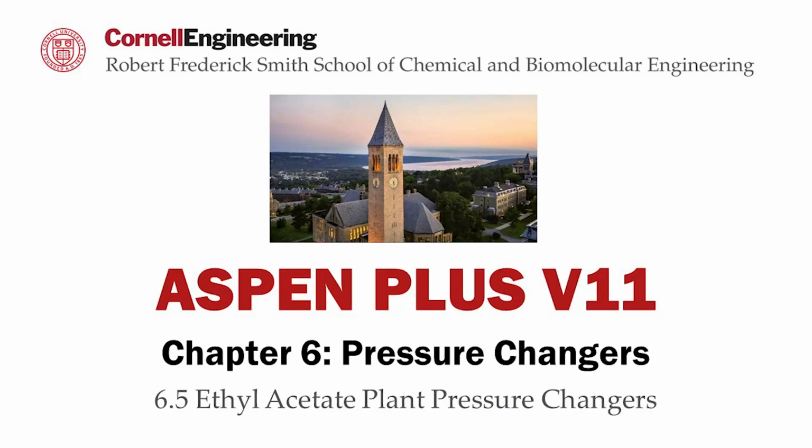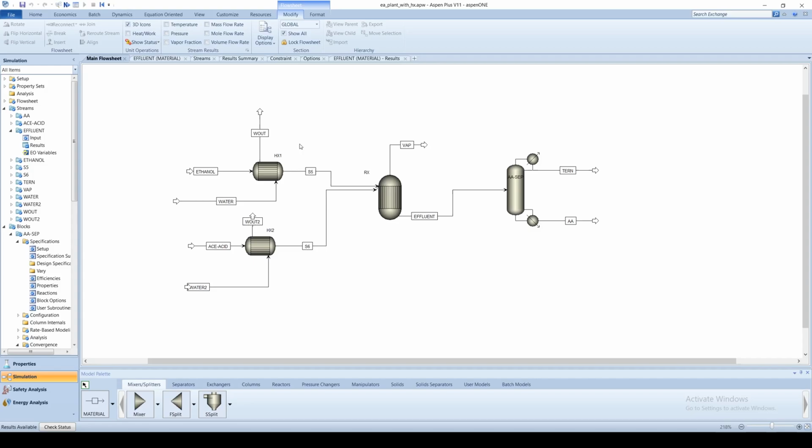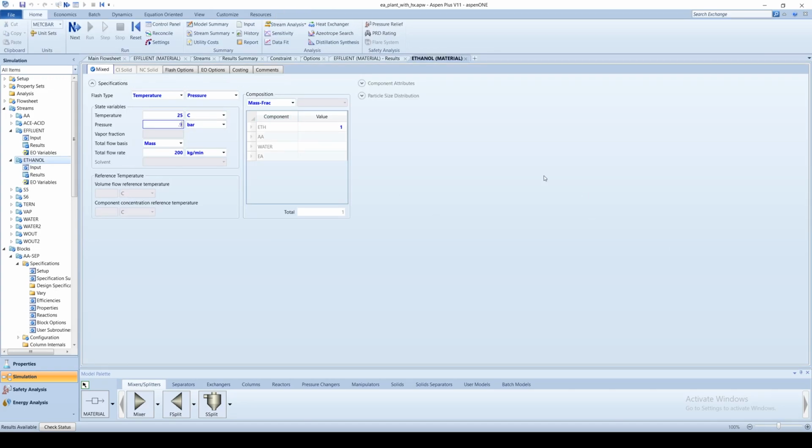This screencast will continue to add on to the ethyl acetate plant example from Chapter 5.3, adding a heat exchanger. Suppose our ethyl acetate plant is in an environment that is in fact lower than our intended operating pressure of 1 bar. This may be due to minor losses in the feed fluid pipe due to transport from the supply tank, elevation, or other reasons. Let's assume that our feed streams in fact are each 0.9 bar at the battery limit.